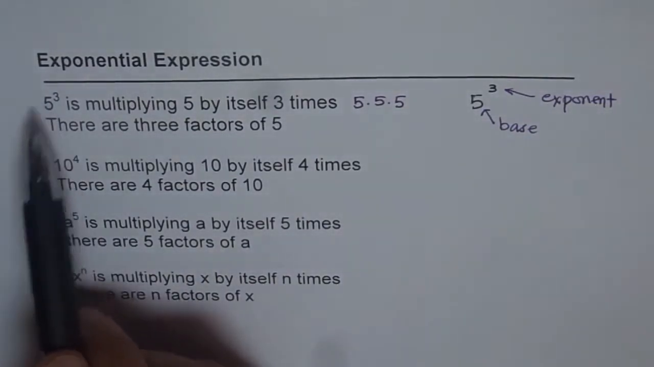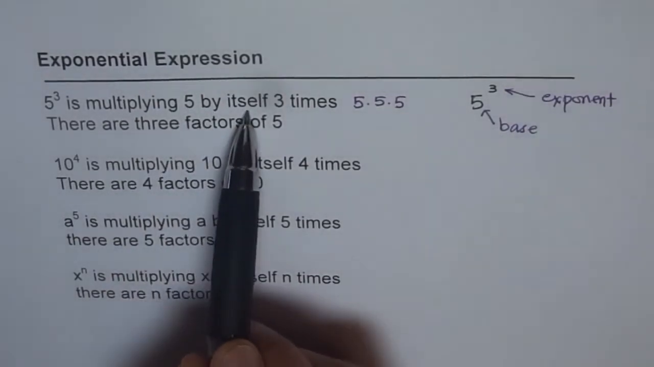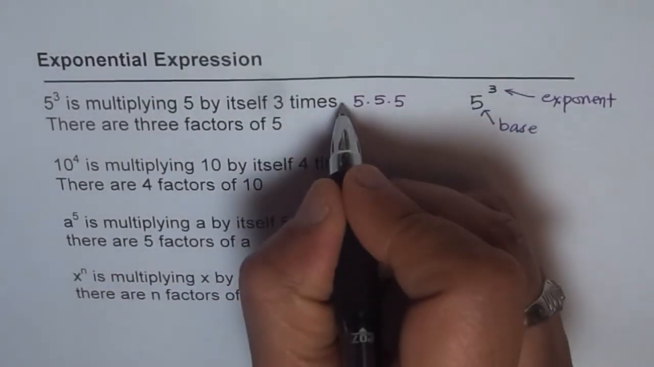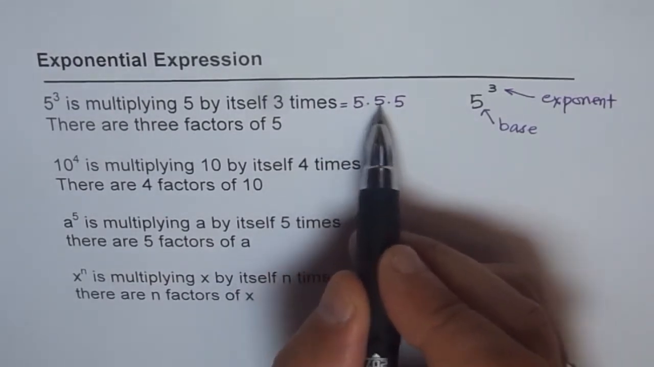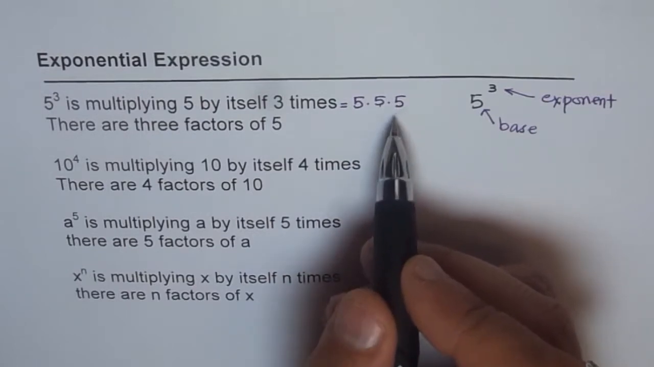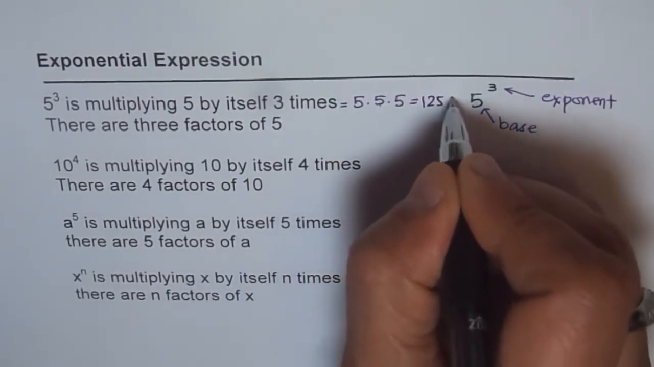We say 5 to the power of 3 is multiplying 5 by itself 3 times. So this is the same as 5 times 5 times 5. That means 5 times 5 is 25, and 25 times 5 is 125. You can use your calculator and get your answer, 125, correct?